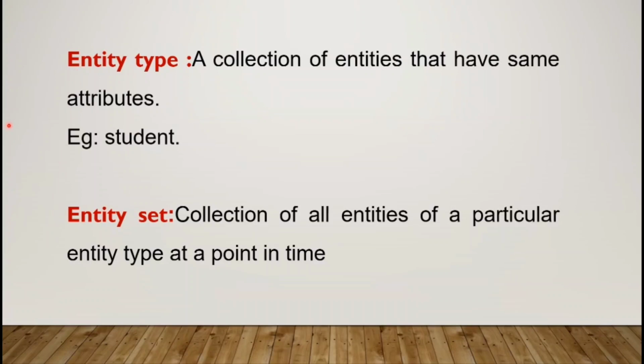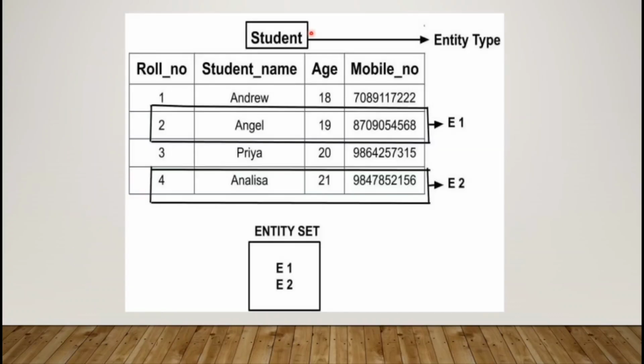Next is the entity set. The collection of all entities of a particular entity type at a point in time is called an entity set. For the given student table, student is an entity and its attributes are roll number, student name, age, and mobile number. For n number of students, these attributes are common. Hence, student is considered an entity type. So the entities E1 and E2, the collection of these entities is considered an entity set.